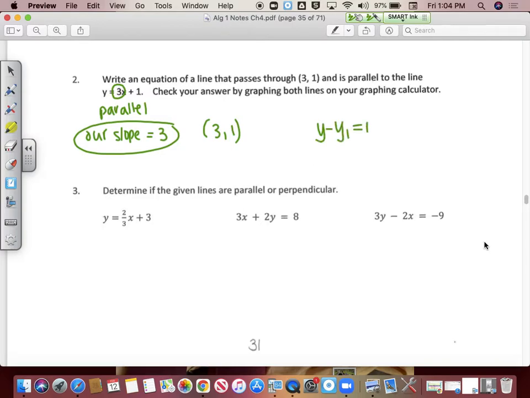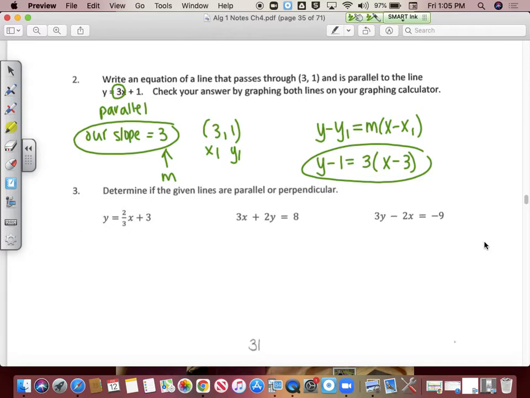y minus y1 equals your slope times x minus x1 is the formula. This right here represents our m value, this represents our x1, this represents our y1. Using these numbers and replacing them into the variables, the formula for this equation would be y minus 1 equals 3 times x minus 3.